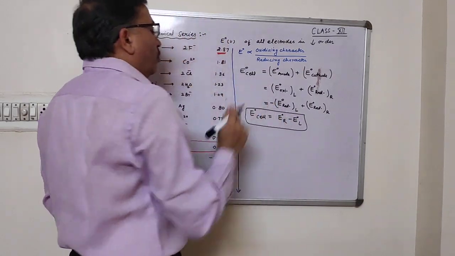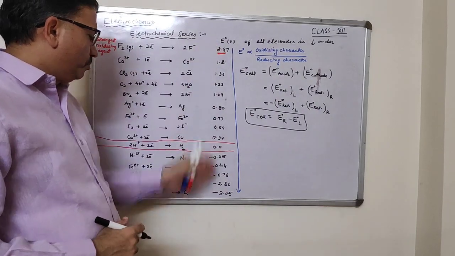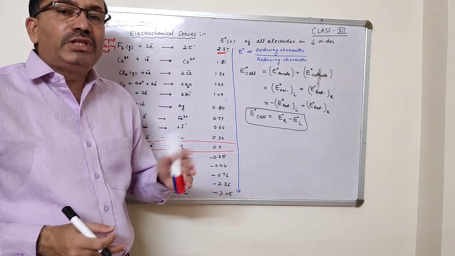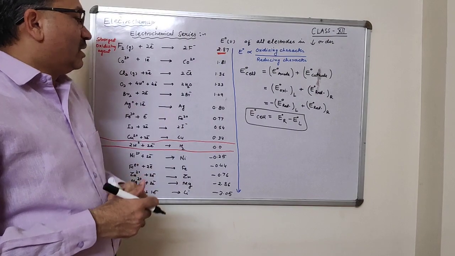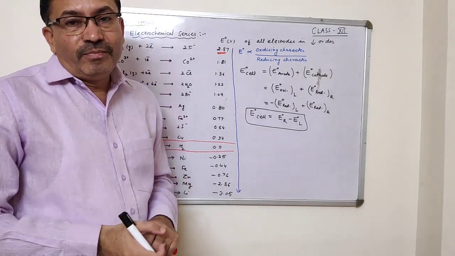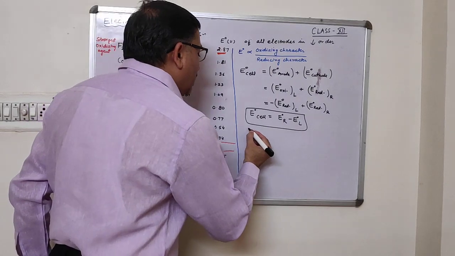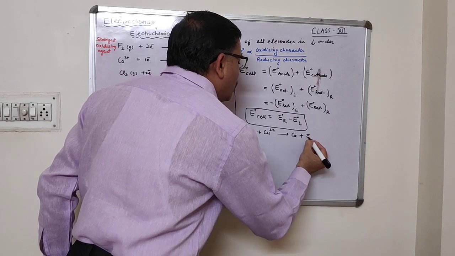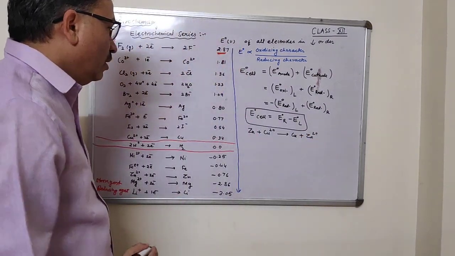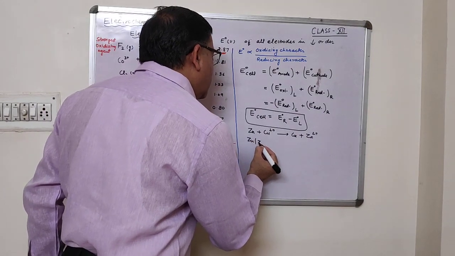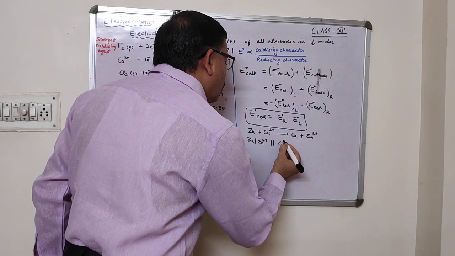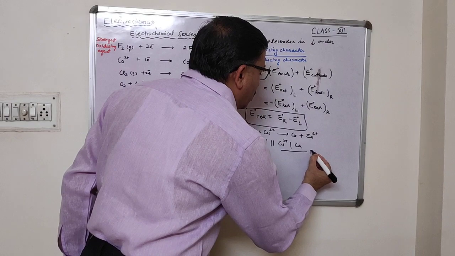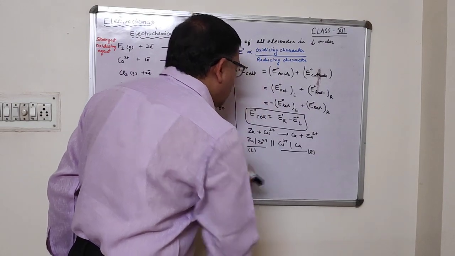When you are using this formula, you have to take all the values in terms of standard electrode potential, E naught values. No need to change the sign, right? I will take one example. In my previous video, I constructed a copper zinc cell. What was that copper zinc cell? Zn plus Cu2 plus converted into Cu plus Zn2 plus. Now the cell was Zn to Zn2 plus, Cu2 plus to Cu. This is your right hand side, this is your left hand side.